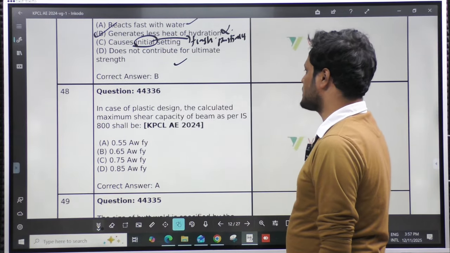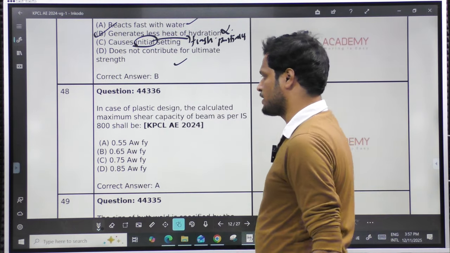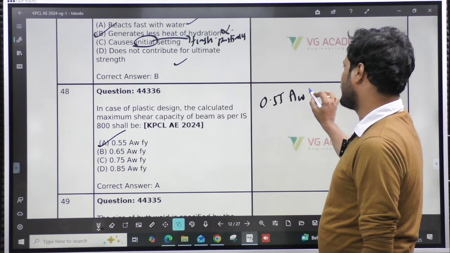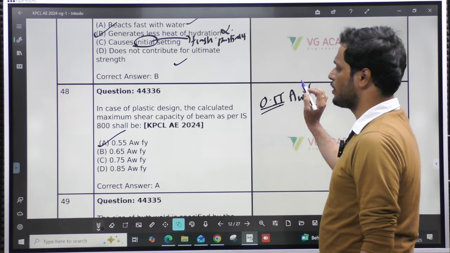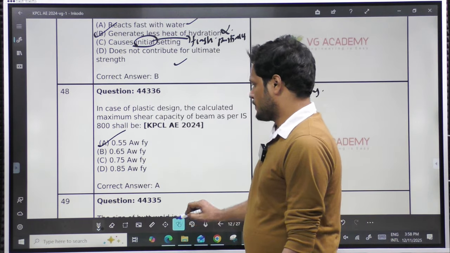In case of plastic design, the calculated maximum shear capacity as per IS 800. So as per the new code, it's 0.55 times of area of web into Fy. So only 55% plasticizing we will be taking. Standard question.